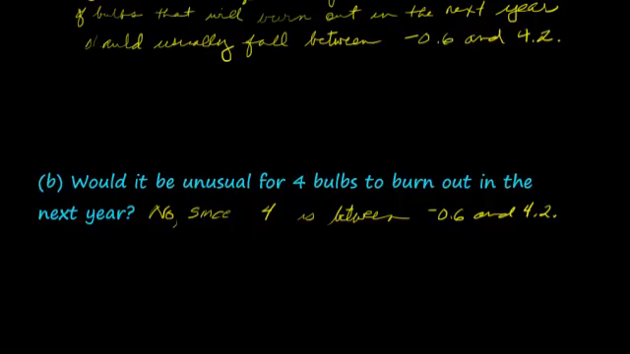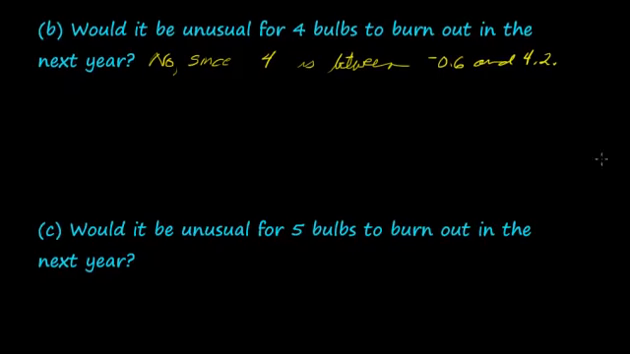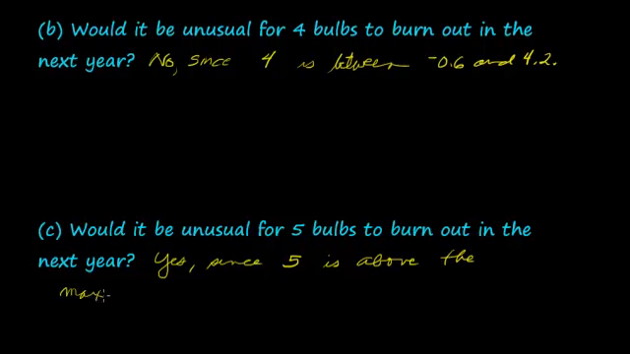Okay, how about another question to consider? Would it be unusual for 5 bulbs to burn out in the next year? What's the answer there? Yes, since 5 is above the maximum usual value of 4.2. Okay, so that's how we can use this information to answer questions about this situation.